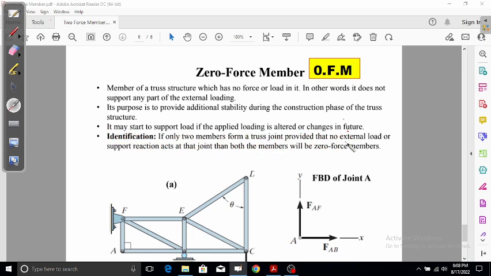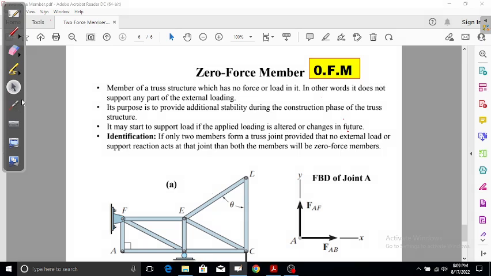Sometimes you want to change the design of the bridge, and it can basically function. Sometimes natural calamities occur, like an earthquake or a flood. At that time these members will start to take some load because of those unique and catastrophic loadings, and basically save the bridge. So this is another very important function of a zero force member.